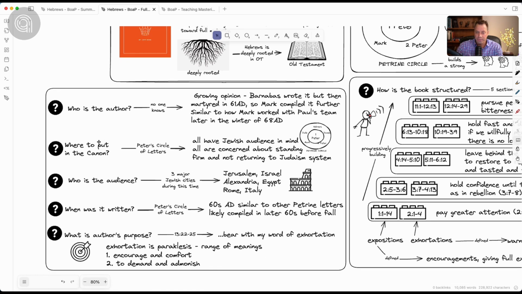So who's the author? Where to put it in the canon? Who's the audience? When was it written? What was the author's purpose? Let's go through those briefly now.